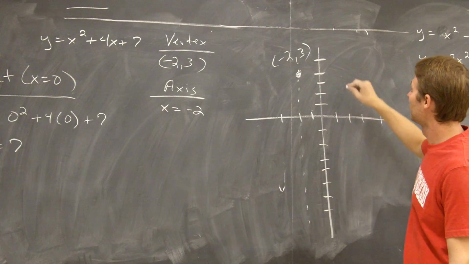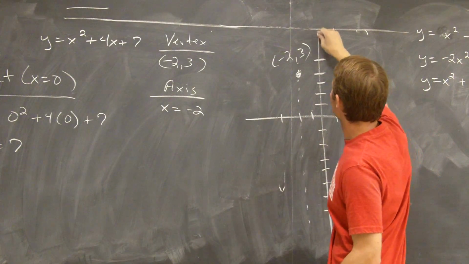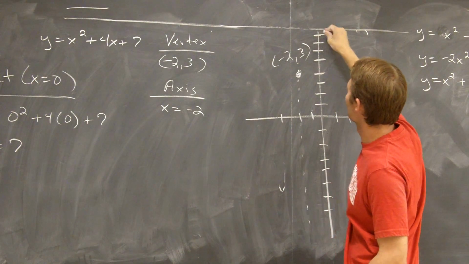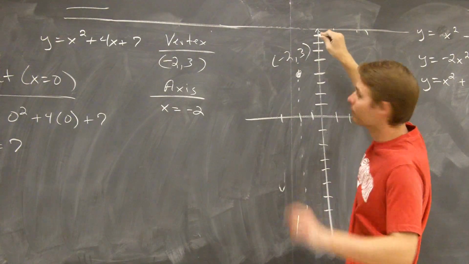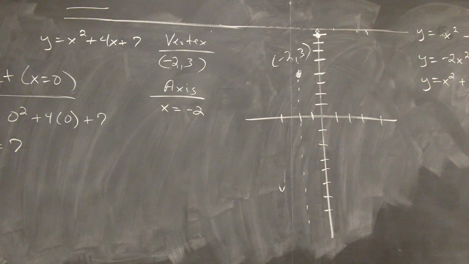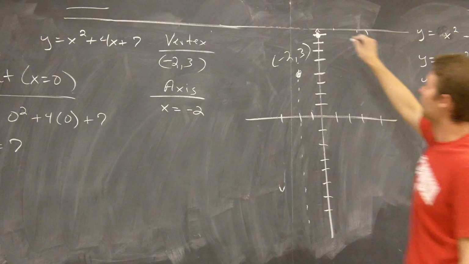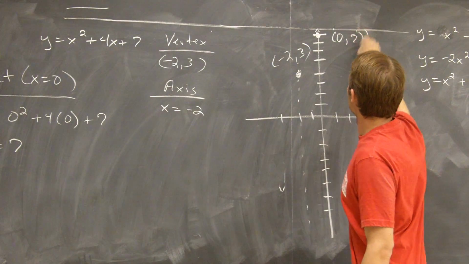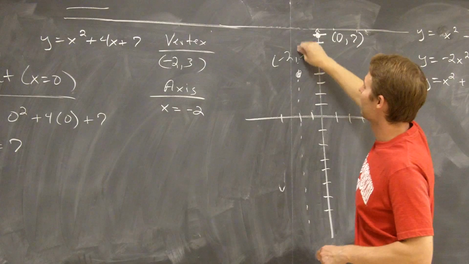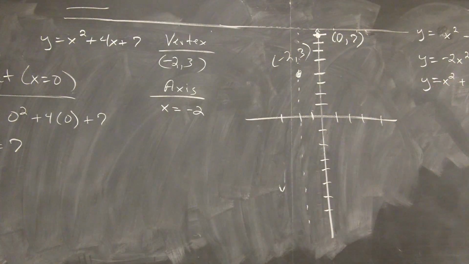So let's see, I need a little more room. 5, 6, 7. So we're right here at the top of our graph. I don't want to go off of the screen. So we'll have a point right there at 0, 7. And of course, I know there's another point on the other side of the axis of symmetry, so we'll get to that in just a second.